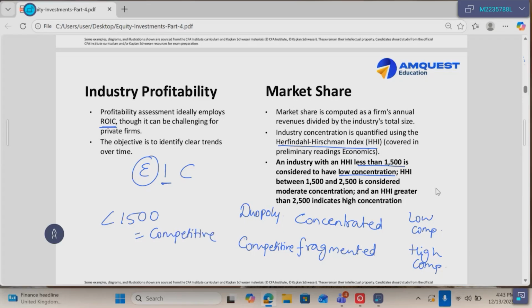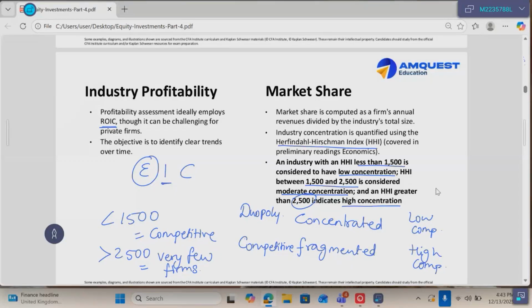If it is between 1500 and 2500, it is moderately concentrated. And if the HHI is greater than 2500, we say that it is highly concentrated. So if it is greater than 2500, very few firms are operating in this industry. In India, this analysis is done by the CCI, the Competition Commission of India. Whenever companies are planning to merge or one company is planning to acquire another, they check this Herfindahl-Hirschman index and see to it that the industry remains competitive.